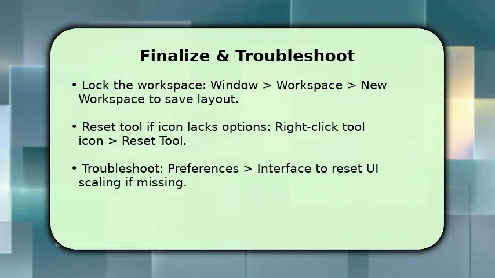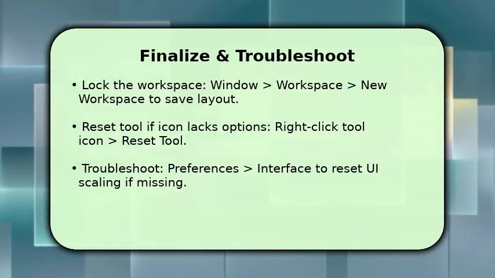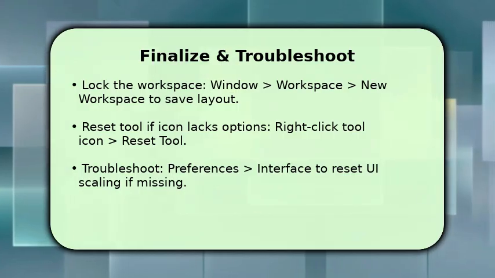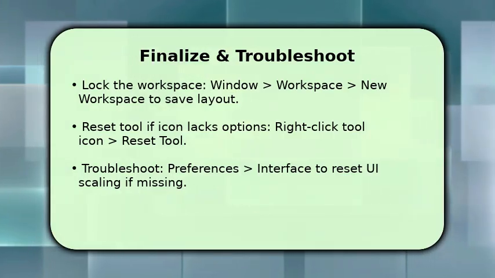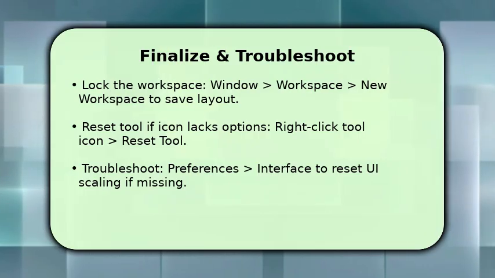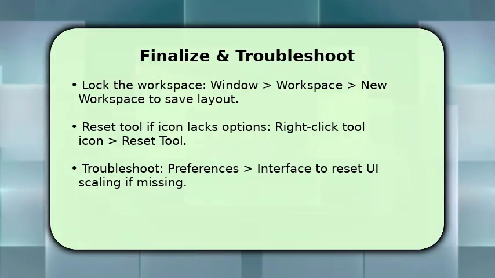If the Options bar is still missing, go to Preferences, Interface, and reset UI scaling or switch GPU settings. This fixes rendering issues that hide the contextual task.